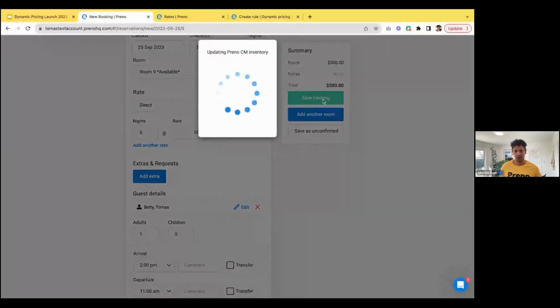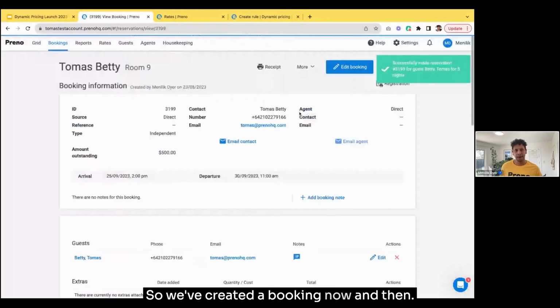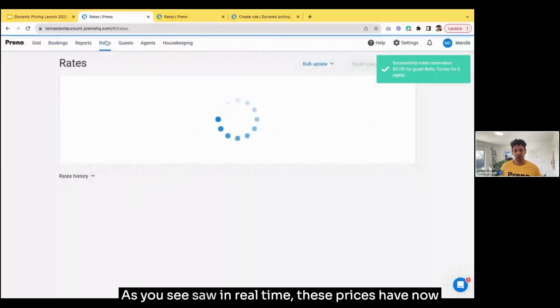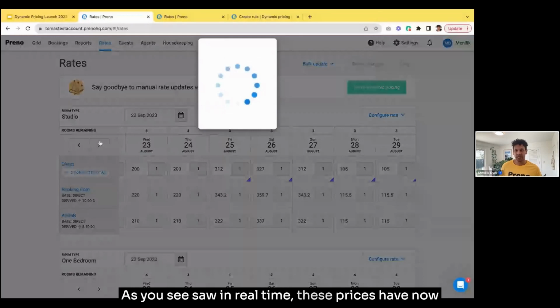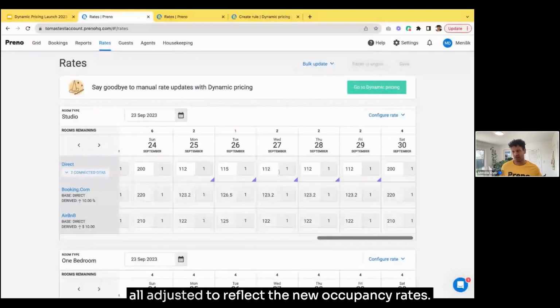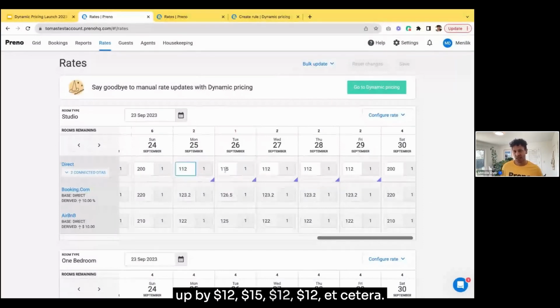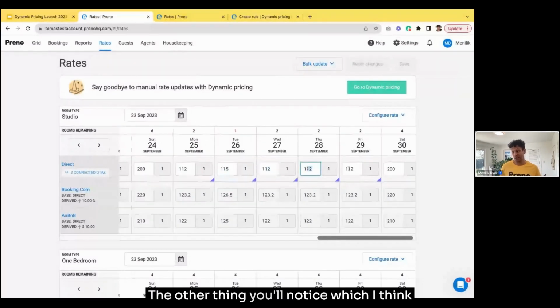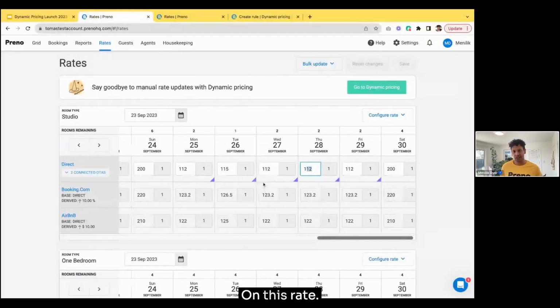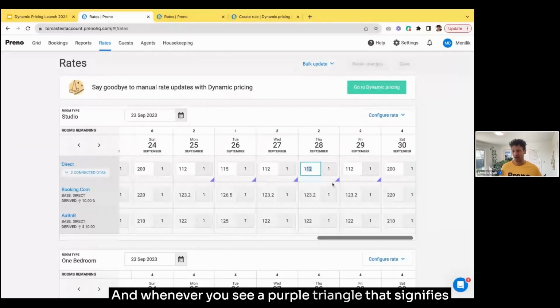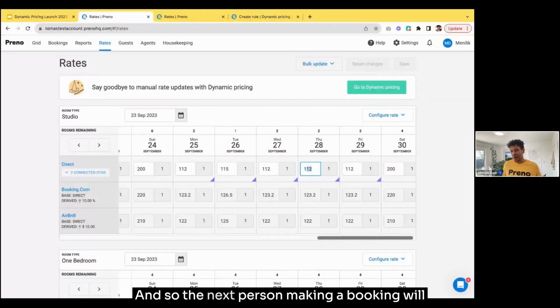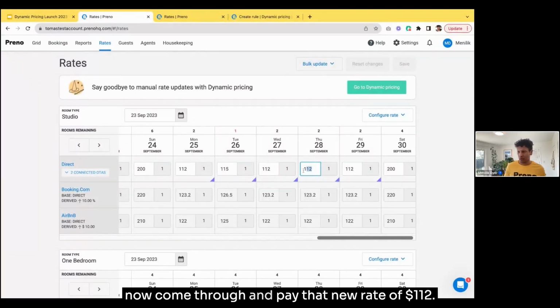Okay, so we've created a booking now, and as you saw, in real time, these prices have now all adjusted to reflect the new occupancy rate. You can see this one's gone up by $12, $15, $12, $12, etc. The other thing you'll notice, which I think is really cool, is this little purple triangle on this rate. Whenever you see a purple triangle, that signifies that Preno has made a rate adjustment. And so the next person making a booking will now come through and pay that new rate of $112.